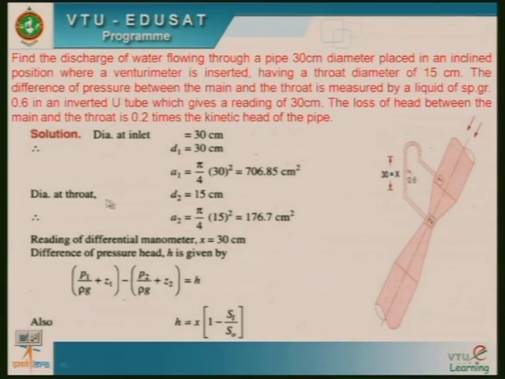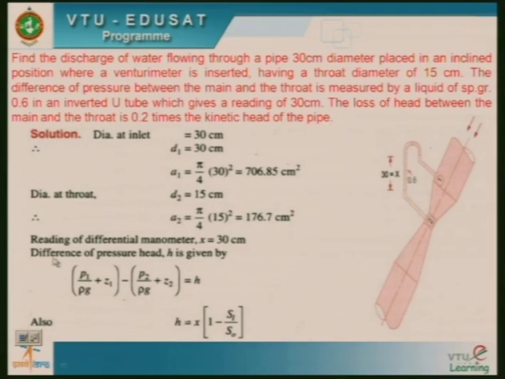Similarly, diameter at throat D2 is 15 centimeter, given in the problem. Therefore, calculate the value of A2. So, A2 is 176.7 centimeter square. Now, look at this. Reading of differential manometer X is 30 centimeter. This is given in the problem. Look at this inverted U tube which gives a reading of 30 centimeter. The same thing I mentioned here: reading of differential manometer X is 30 centimeter.